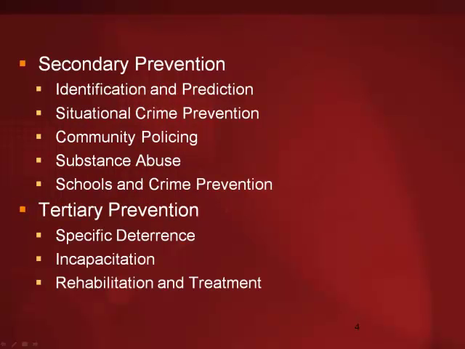The two other types of crime prevention are secondary and tertiary. Under secondary, we have identification and prediction, which has to do with crime area analysis and early identification of problems and problem individuals. Situational crime prevention, which has to do with problem identification and situation-specific intervention, and that's what we're going to be spending quite a bit of time on. Community policing we're going to address in a few slides, so I'll get to that in a bit.